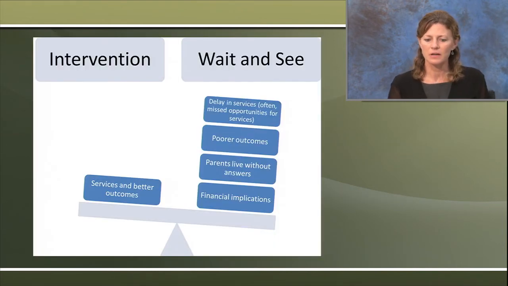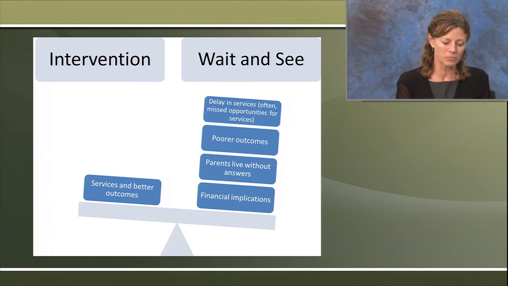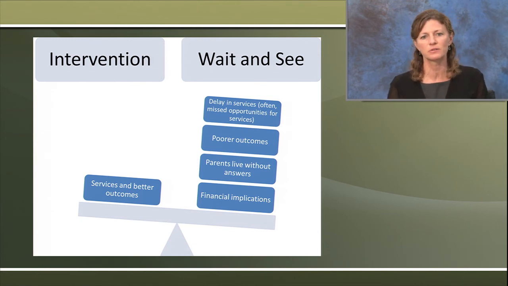Now finally, we've already talked about the wait and see approach versus intervention. If we wait and see, there's a delay in services and poor outcomes. Parents live without answers. And then there are financial implications, meaning if we don't provide those early intervention services that are so important and can lead to so many gains, we do see that extend on into elementary, middle, high school, and then adult years as far as the number of services that are provided. There are a lot of reports on this that we can look at to see that there are financial implications. And certainly with intervention, we have better services and better outcomes.